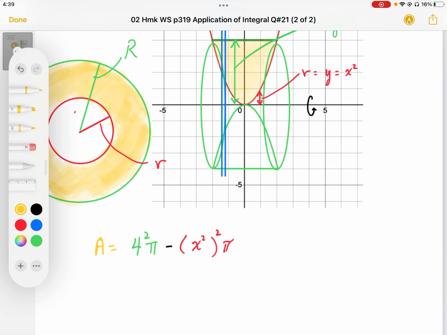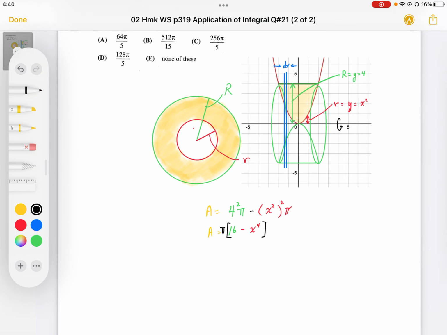So then I'm just going to simplify this expression. This works out to be 16. I'm going to factor out the pi. 16 pi minus, and this becomes x to the power 4, and again we factored out the pi.